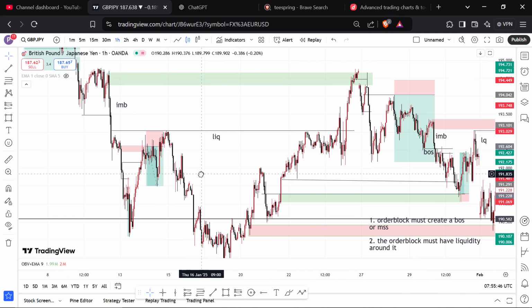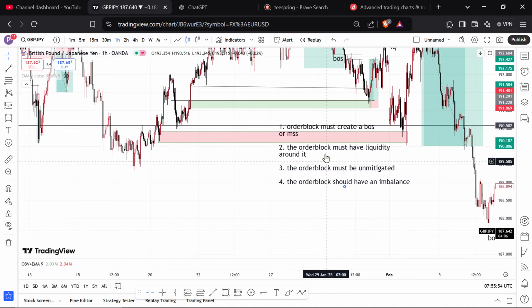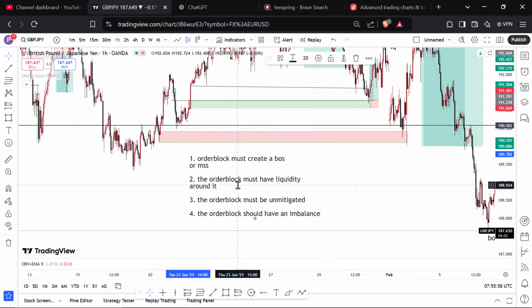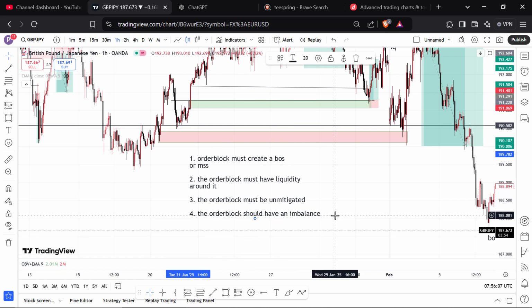So these are the rules you need. Once you see the imbalance, you pick the order block around the imbalance and you wait for the market to tap into that level and sell off. The order block must create a break of structure or market structure shift. The order block must have liquidity around it. The order block must be unmitigated. The order block should have an imbalance around it. So the order block you pick must be around liquidity. Very important.